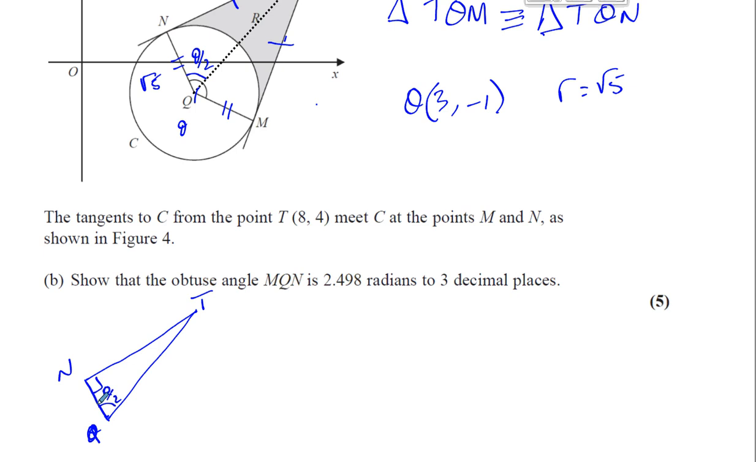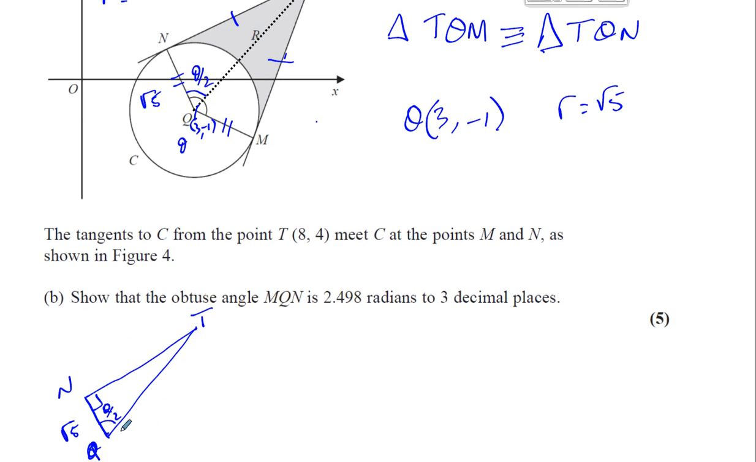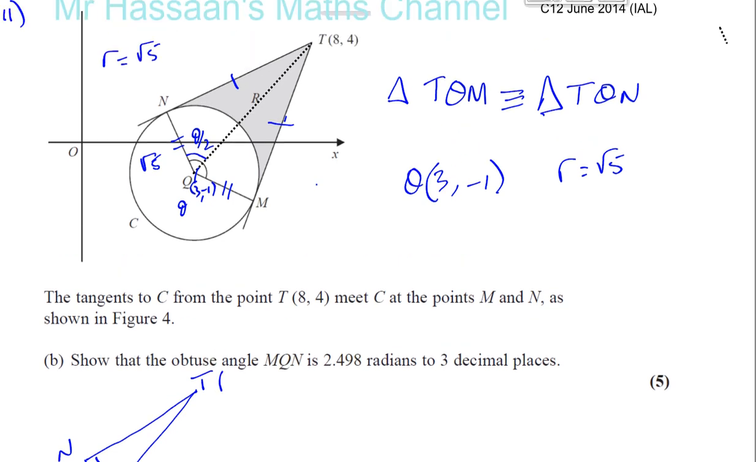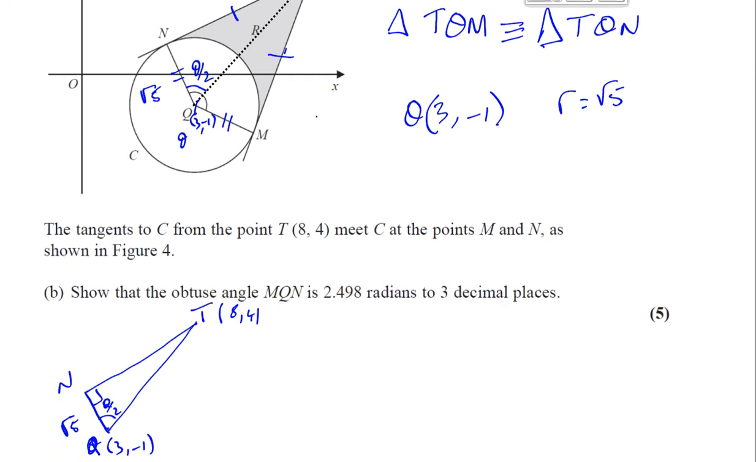Now, what do we know? Well, we know that QN is a radius, so this length is root 5. And what else do we know? We know the coordinates of Q are 3, minus 1. And the coordinates of T are given in the question, which is 8, 4. So I'm able to find the length of QT.